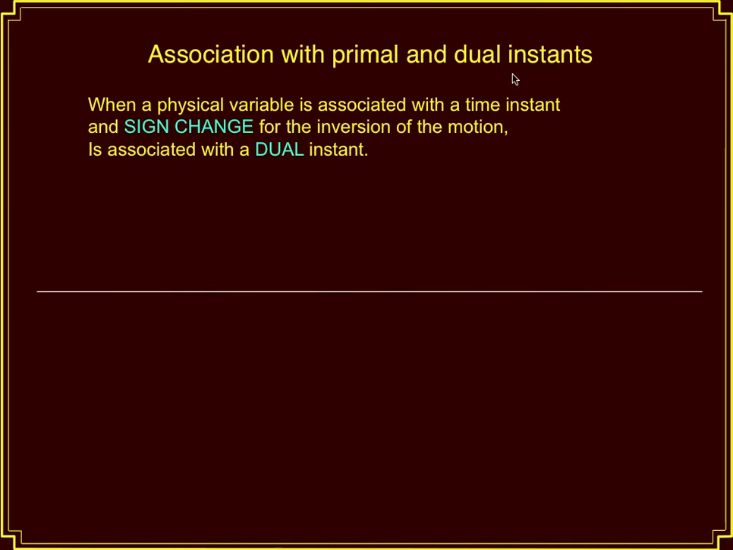Association with primal or dual instant. When a physical variable is associated with a time instant and changes sign for the inversion of the motion, it is associated with a dual instant.